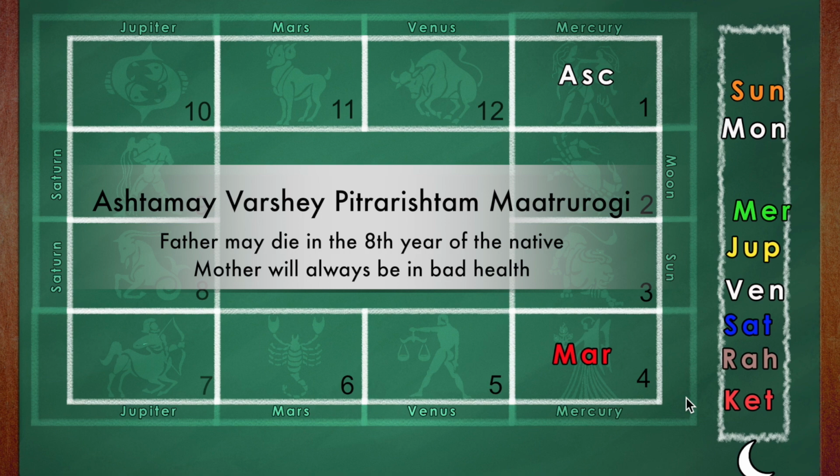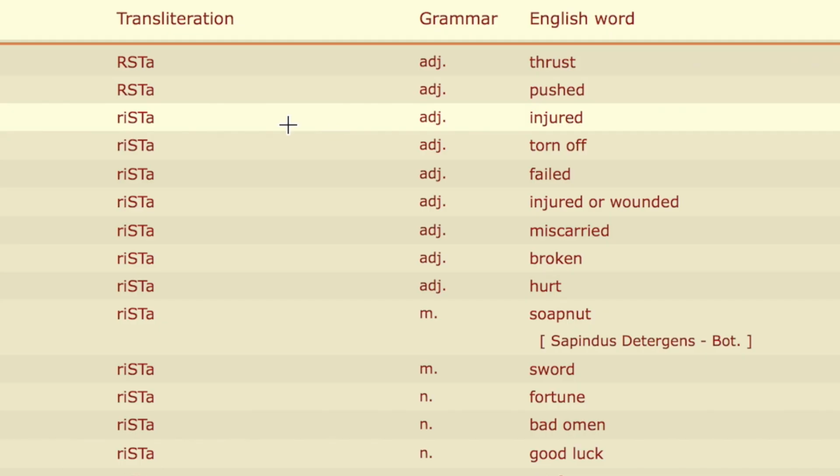Very clear. Ashtame means eighth, when the person is 8 years old. Pitra Rishtam Matrurogi. Pitra is relating to father. Let's look up the meaning of Rishta, and there are a lot of meanings, but Dr. G S Kapoor translates this as the father may die in the 8th year of the native. Of course, Rishta has many meanings.